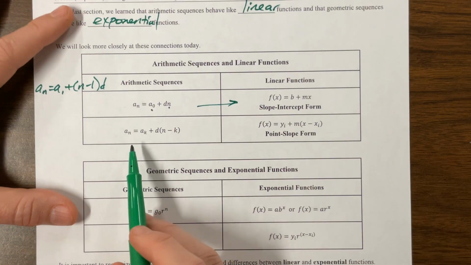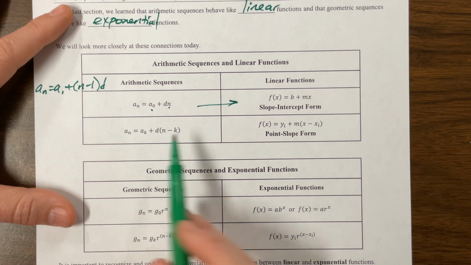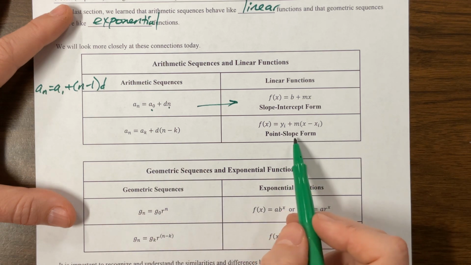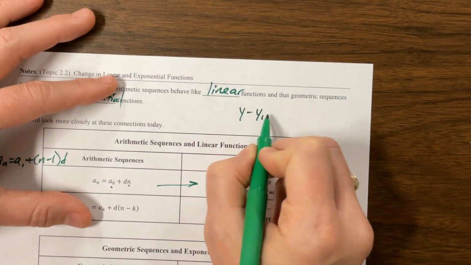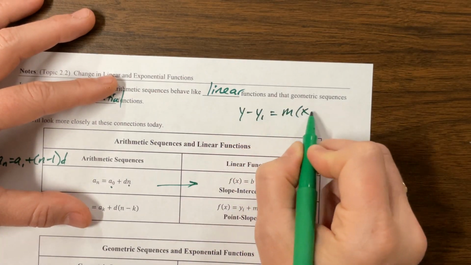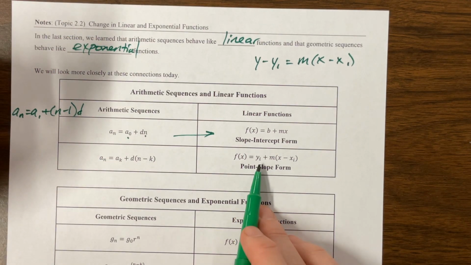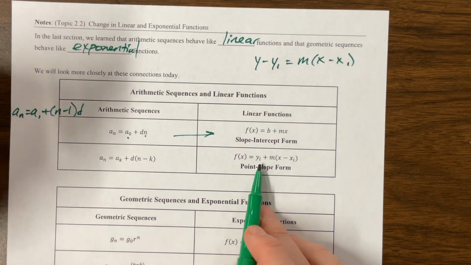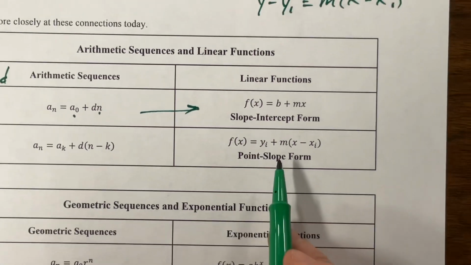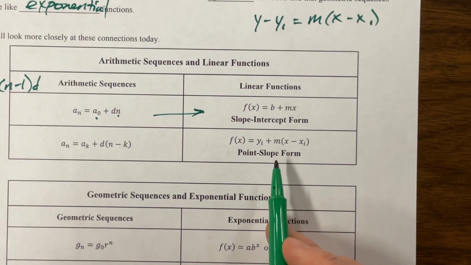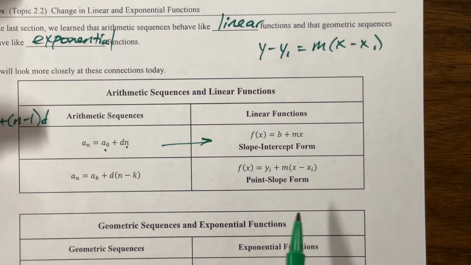Okay, and then this one, a sub n equals a sub k plus d times n minus k. This is the point slope form. You're used to seeing the point slope form, y minus y1 equals m times x minus x1, but they're calling this, I think that's a subscript of I. Is that an I? I don't quite know why it's I. I guess it's the initial amount, but it's not the initial amount, so I don't know why they use an I, but that's what they do.